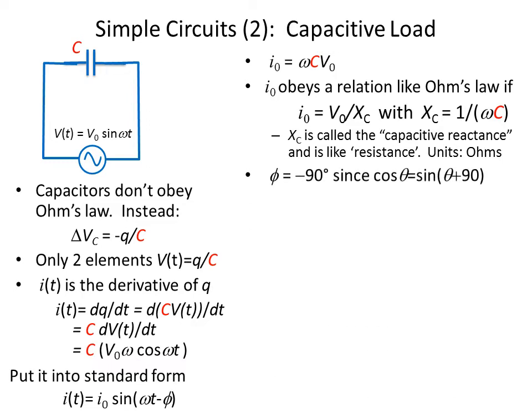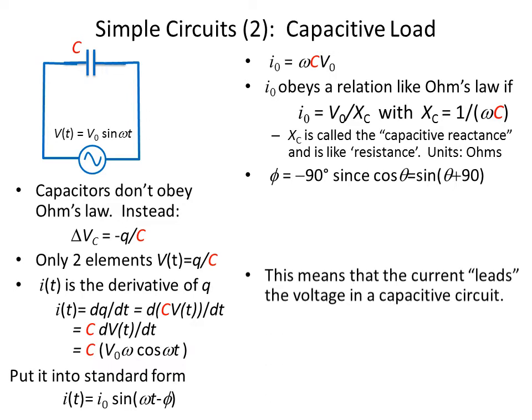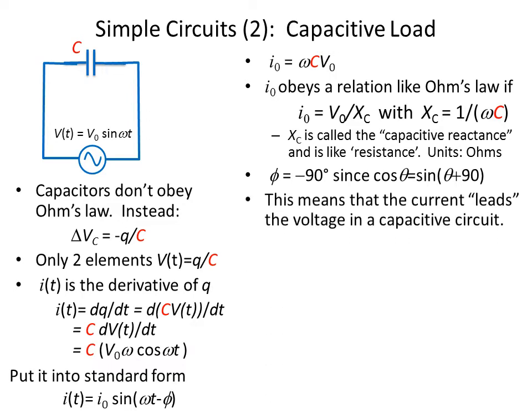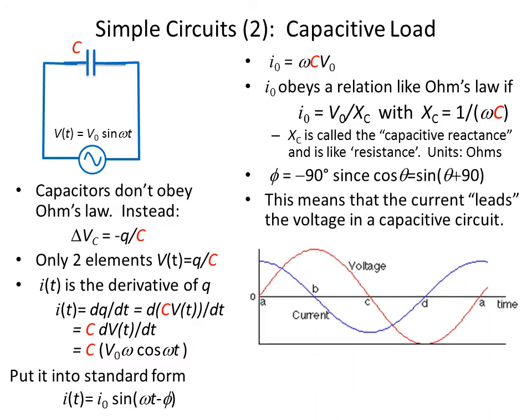The phase is minus 90 degrees, since cosine theta is equal to sine theta plus 90 degrees. This means that the current leads the voltage in a capacitive circuit. And we can see this on the plot. Again, we show the red curve, which is the voltage of the driving source, and the blue curve is the current. We see that the current leads the voltage as it goes up before the voltage goes up.